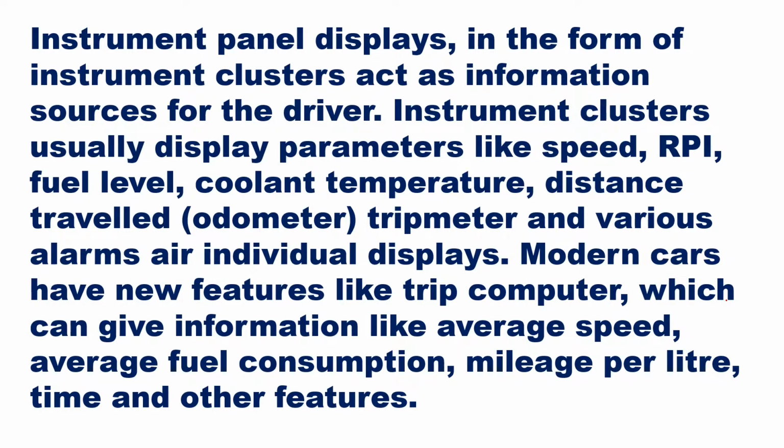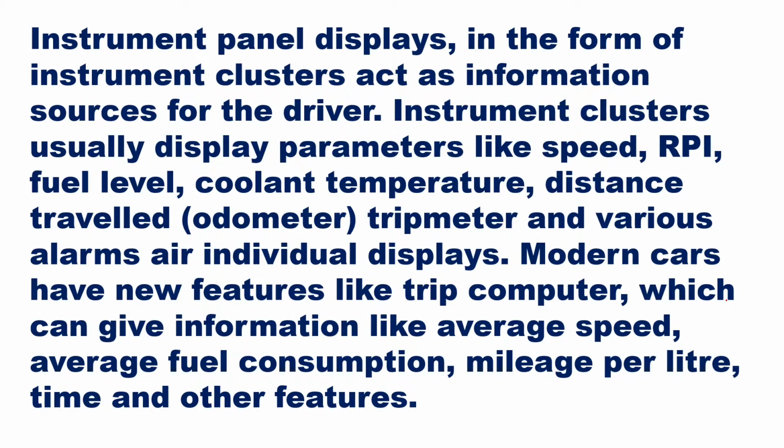Okay, so if you see the basic definition, you can say that instrument panel displays come in the form of instrument clusters. Clusters means groups, which act as information sources for the driver. Okay, so all that is going to be indicated in front of the driver acts as an information source for the driver. The instrument clusters usually display parameters like speed, revolutions per minute, or RPM.